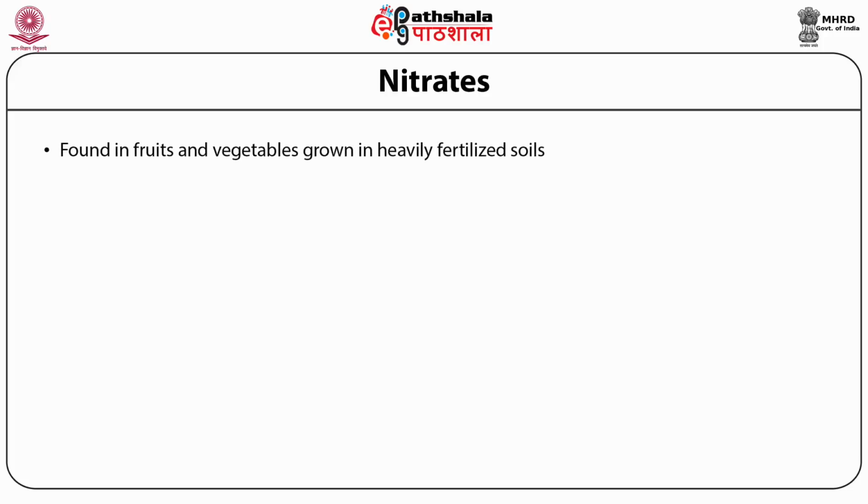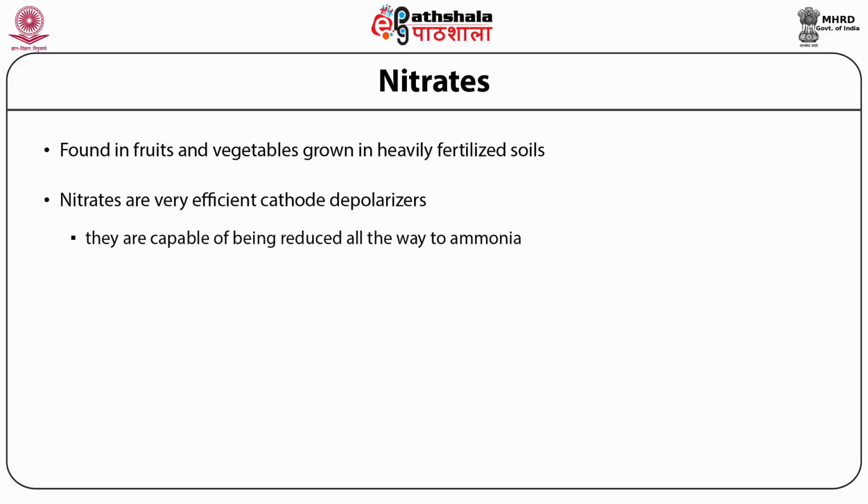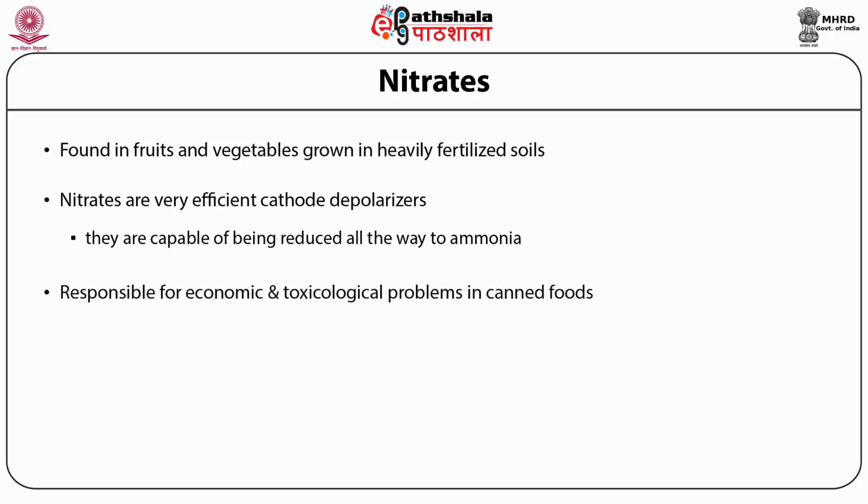They are found in fruits and vegetables grown in heavily fertilized soils. Vegetables such as green beans, spinach, turnips, lettuce, beets, and radishes have been shown to occasionally contain several thousand milligrams per kg of nitrates. Nitrates are very efficient cathode depolarizers since they are capable of being reduced all the way to ammonia. They have been responsible for serious economic and toxicological problems in some canned foods, notably tomato products.